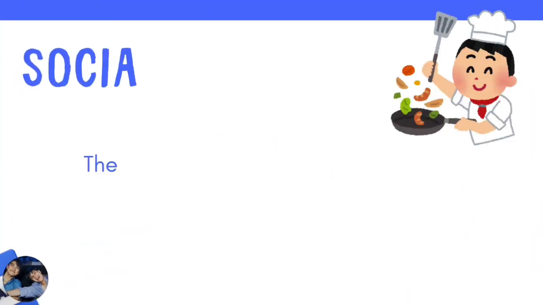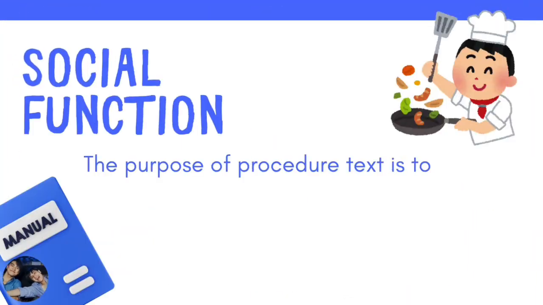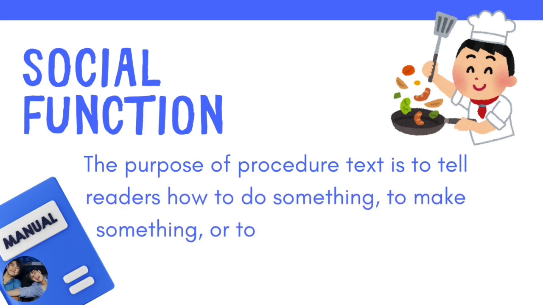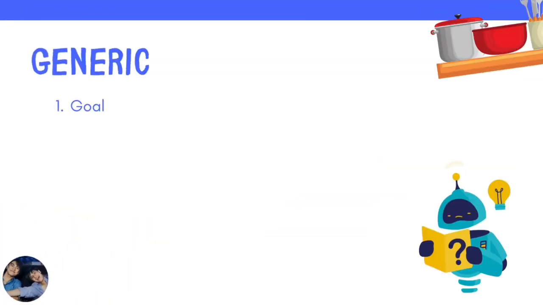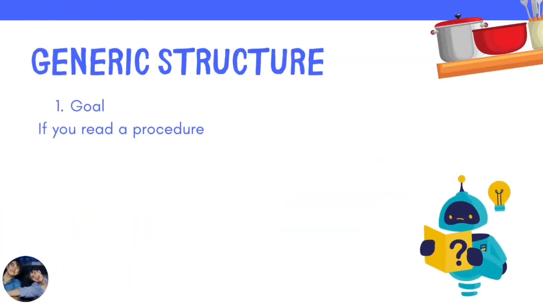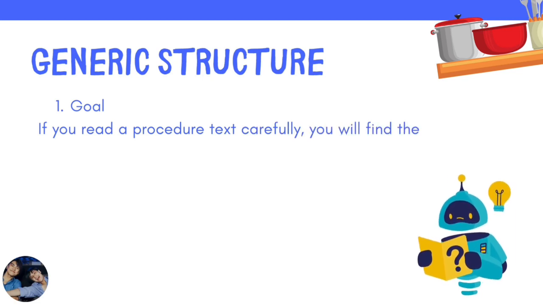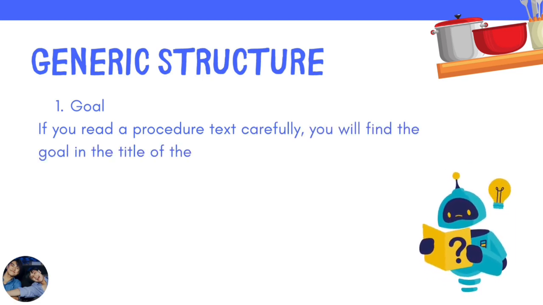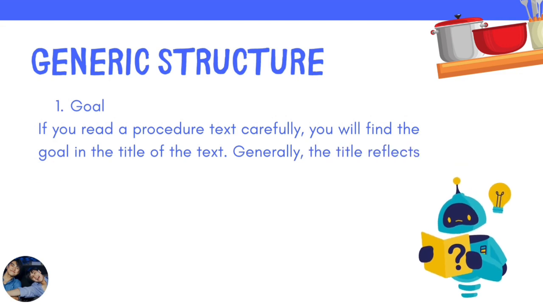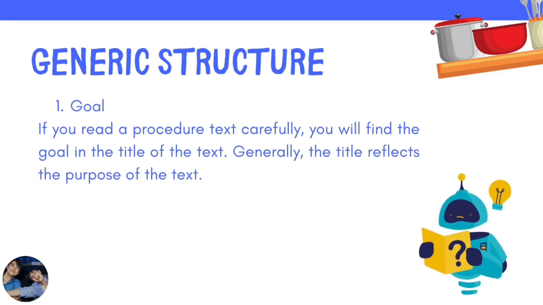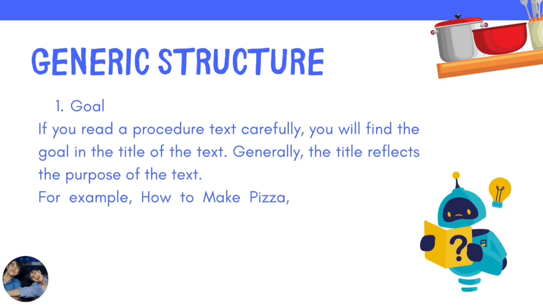Okay, the social function of procedure text is to tell readers how to do something, to make something, or to operate something. Okay, next, the generic structure, we have the goals. The first one is goals. If you read a procedure carefully, you will find out the goals right in the title. Okay, why? Because generally, the title reflects the purpose of the text.